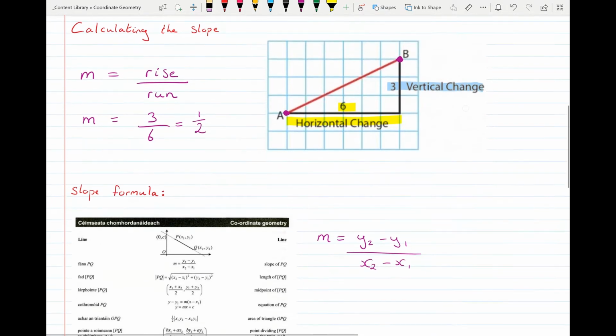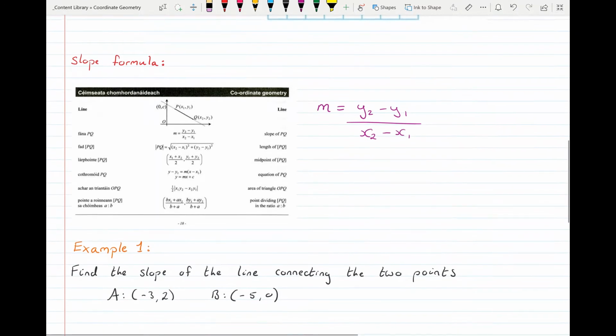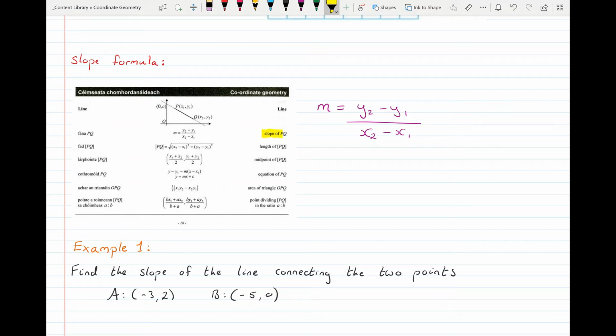The second way we can find the slope is using the slope formula, which is in our log tables. So page 18 of our log tables is all to do with coordinate geometry of the line. The first thing listed is slope of PQ. So that would be the line PQ. And the formula given is m equals y2 minus y1 over x2 minus x1.